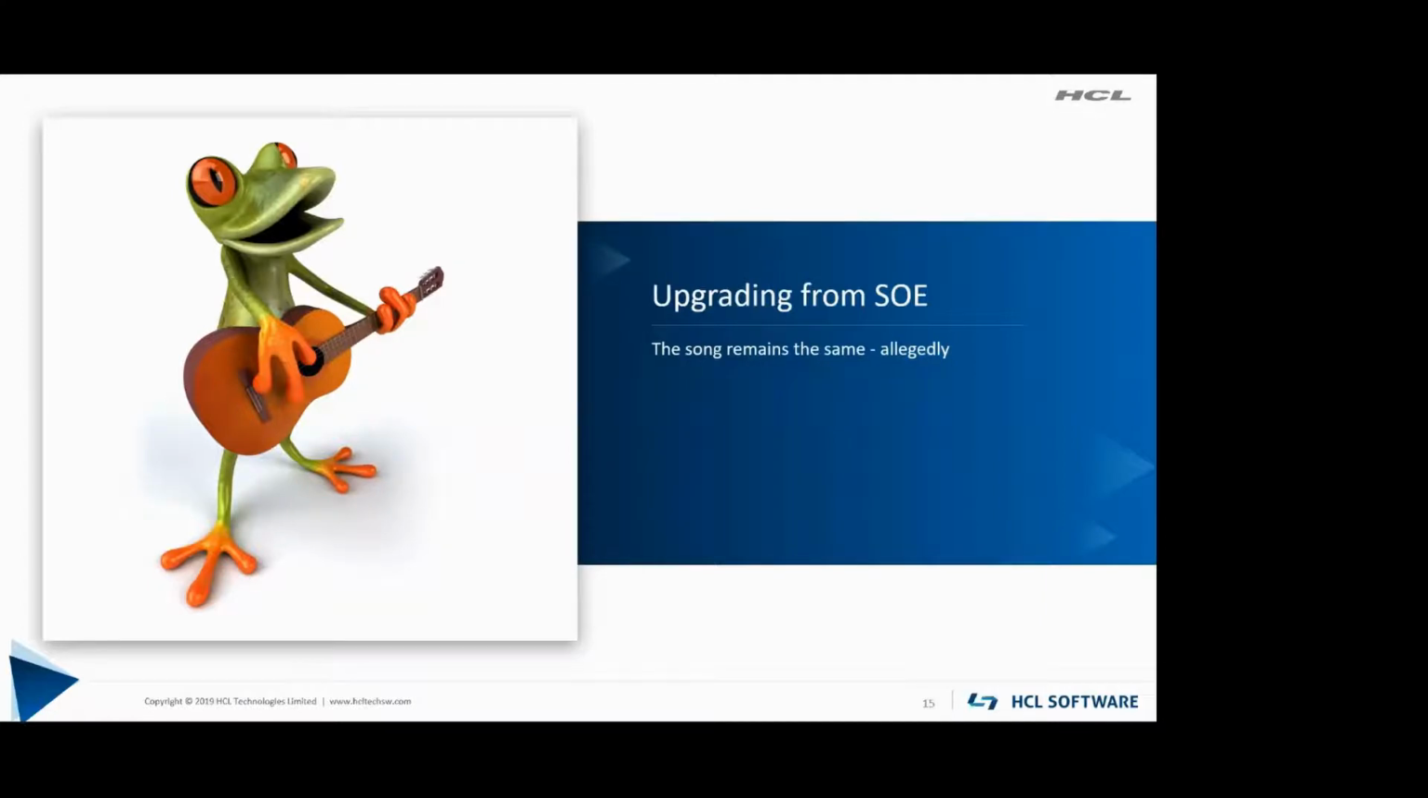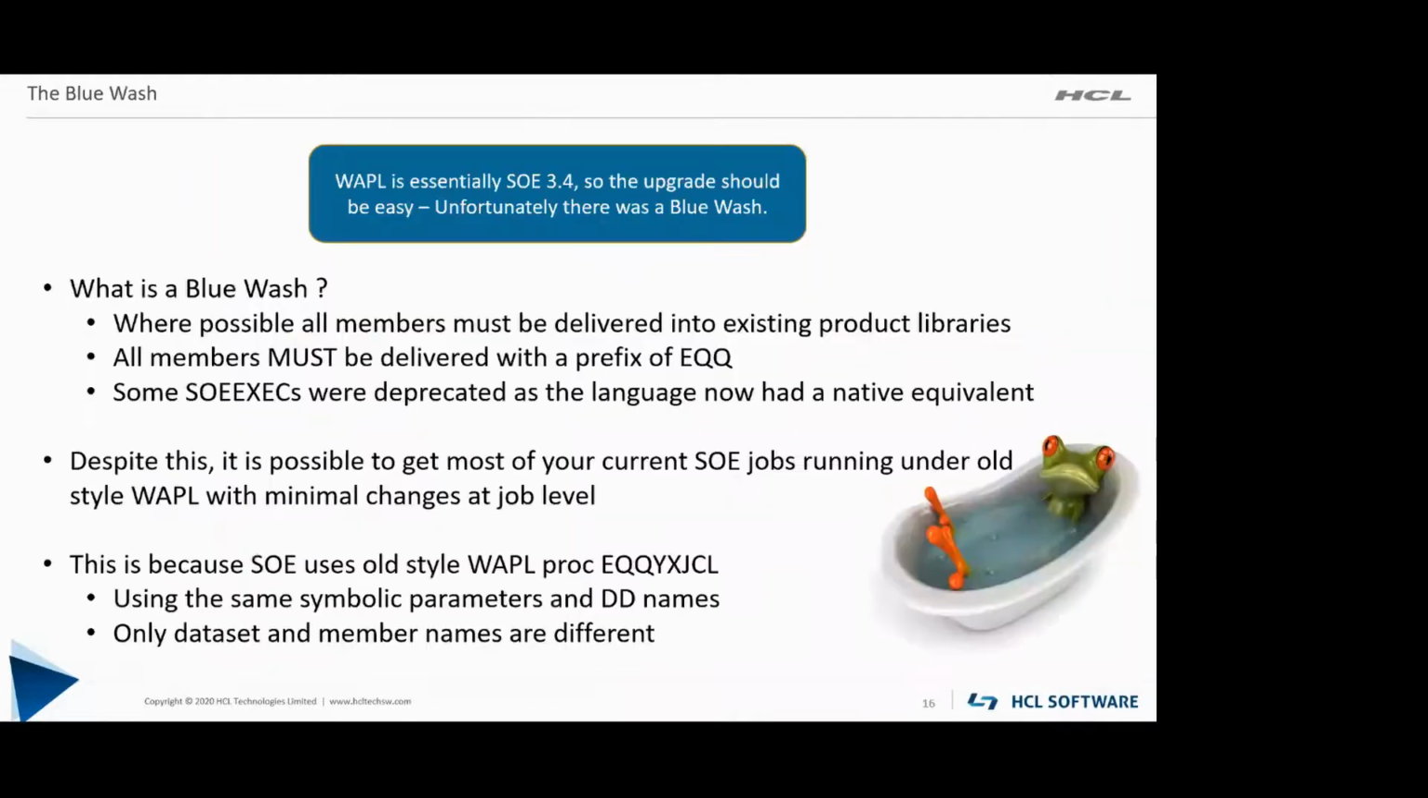So, upgrading from SOE. Now, SOE and WAPL are essentially exactly the same thing on paper. SOE finished its life at 3.3. WAPL is essentially SOE 3.4. So it should be easy.